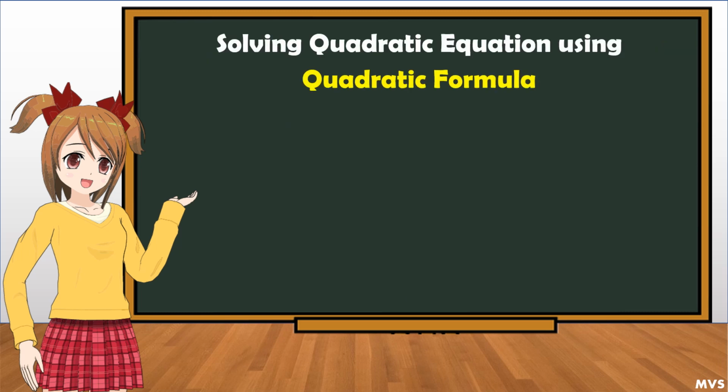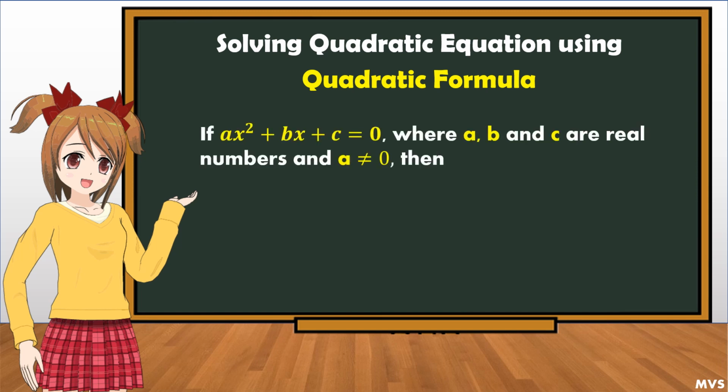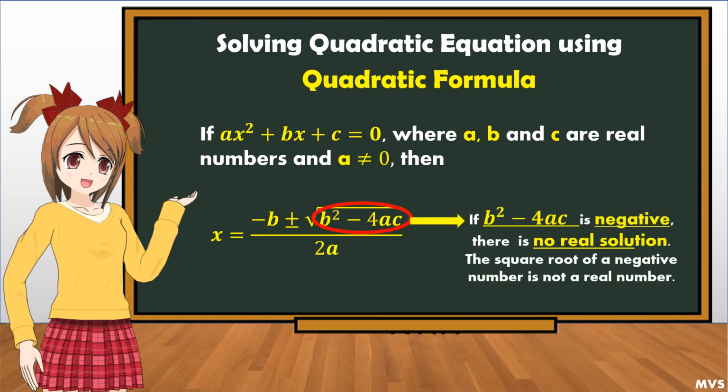In solving a quadratic equation using the quadratic formula, if ax squared plus bx plus c is equal to 0, where a, b, and c are real numbers, and a is not equal to 0, then x is equal to negative b plus or minus the square root of b squared minus 4ac all over 2a. If b squared minus 4ac is negative, there is no real solution. The square root of a negative number is not a real number.